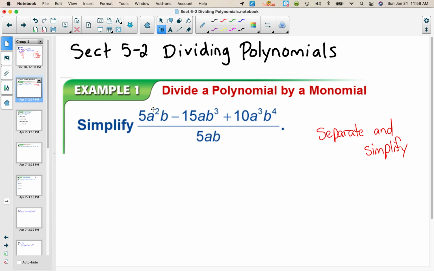So what I mean by that is we're going to rewrite this as 5a squared b over 5ab minus 15ab cubed over 5ab plus 10a cubed b to the 4th over 5ab. So I'm separating this out. Remember, when you are adding or subtracting fractions, you have to have a common denominator. So really what I'm doing when I split it apart is I'm just going backwards from adding, because I had this common denominator here, so I split it apart.